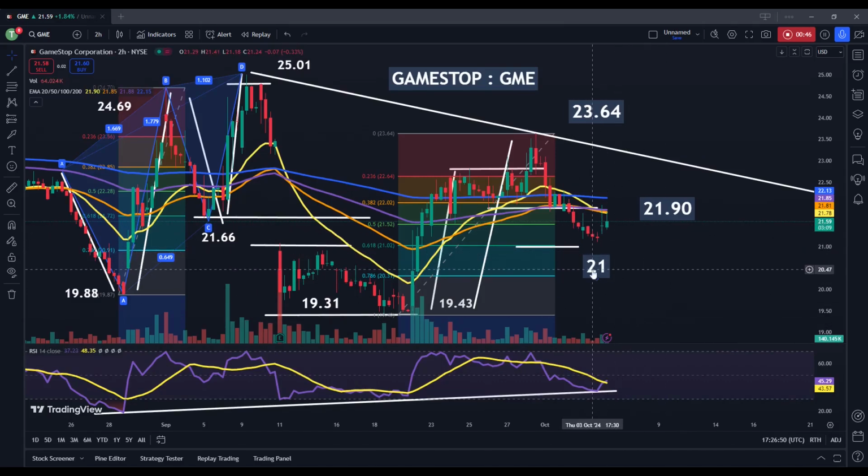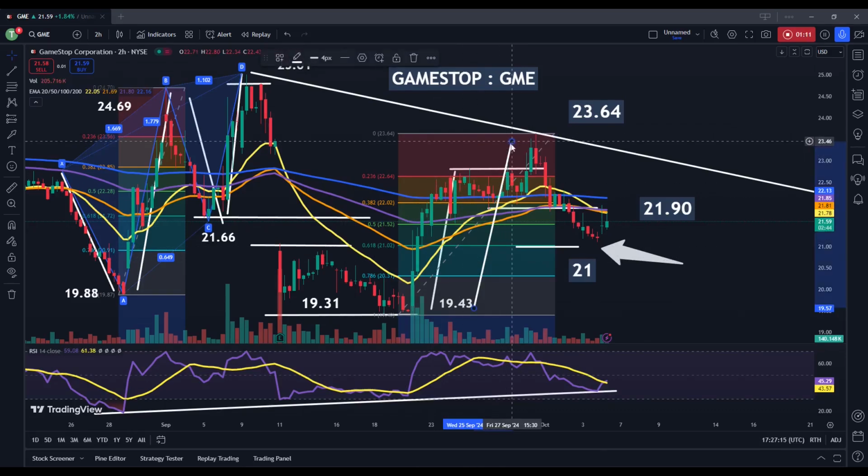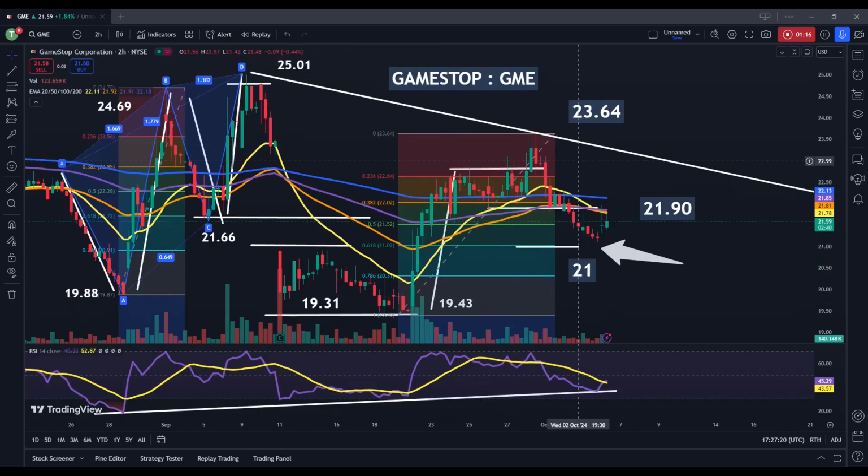In the prior video, I mentioned a potential support zone that could form right around $21 per share. I don't like to focus on those big round numbers, psychological figures, and things like that. But this $21 level really did come into contact with the 61.8% Fibonacci retracement zone that can be found using the prior price rally that extended from 19.43 to 23.64.